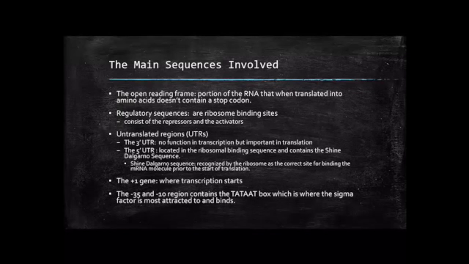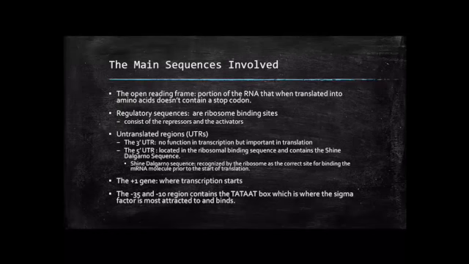The 5' UTR is located in the ribosomal binding sequence and contains the Shine-Dalgarno sequence. The Shine-Dalgarno sequence is 5 to 9 nucleotides preceding the start codon in prokaryotic messenger RNA that is recognized by the ribosome as the correct site for binding the mRNA molecule prior to the start of translation.